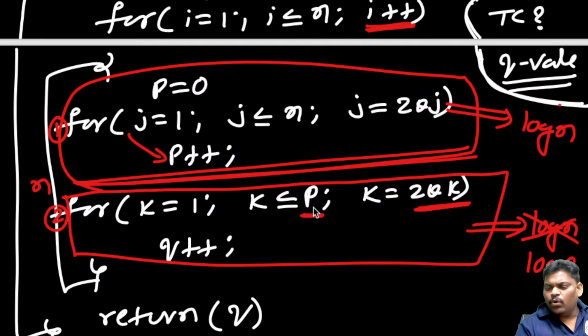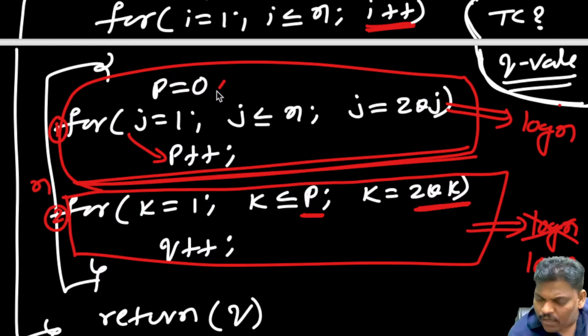So outer loop is n time, inside two loops are there. First loop is log n, second loop is log p. If anyone says second loop is log n, it is not log n, it is log p. Can you help me now? What is the p value?